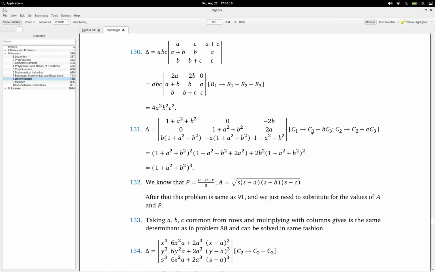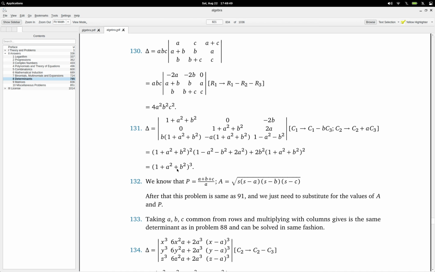So we multiply column 3 with b and subtract from column 1, that is c1 minus b c3, and c2 is equal to c2 plus a c3. So we get this determinant: 1 plus a square plus b square, 0, minus 2b; 0, 1 plus a square plus b square, 2a; b times (1 plus a square plus b square), minus a (1 plus a square plus b square), 1 minus a square minus b square. And once we have that, we expand it and we immediately get the right answer.